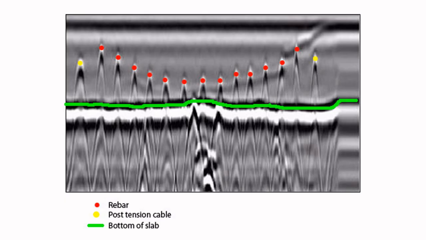When it comes to locating rebars and post tension cables and the bottom of the slab, the construction professionals are using ground penetrating radar to locate the structures within the poured concrete. That means before we take the sample, we do the GPR and then we locate the rebars, the post tension cables, and also the bottom of the slab. Only then can we drill a hole to collect the sample.